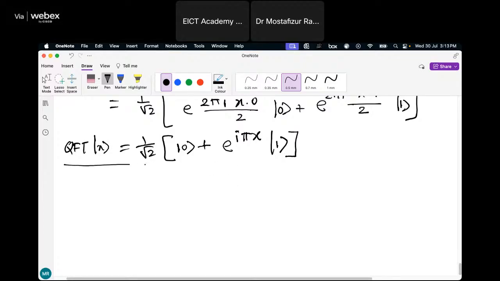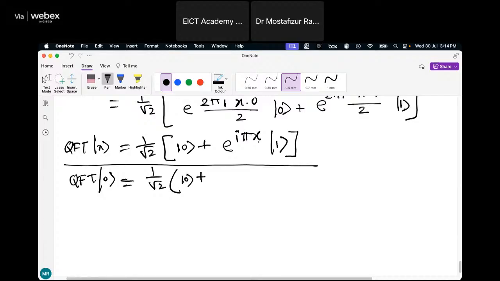Now, this is fine, but it doesn't look like the Hadamard gate. So let's prove it. Suppose we take our input as 0 itself, QFT on ket state 0. This is 1 upon square root 2, ket 0, and x is now 0, so it will be ket 1. So 1 upon square root 2, ket 0 plus ket 1. This is basically the plus state, which is the Hadamard gate implementation.